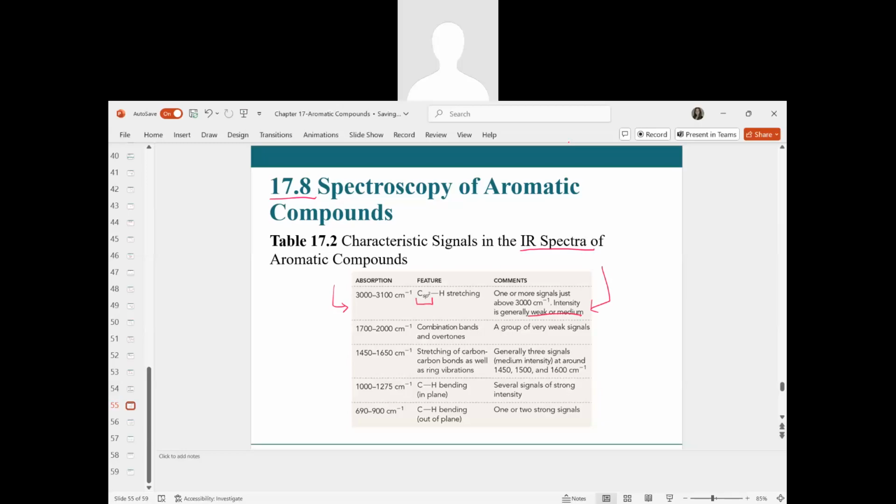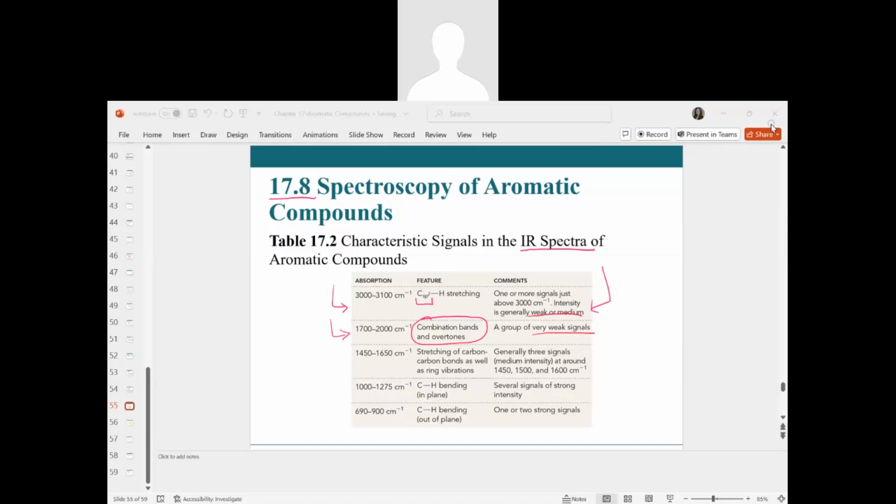Our second range that we should pay attention to is somewhere between 1,700 and 2,000. We'll look at what these look like, but they're referred to as combination bands and overtones. Again, these are usually very weak signals in this region, but they're generally present. Then between 1450 and 1650, we have the carbon-carbon bonds as well as ring vibrations, so we have stretching and vibrating. These three signals are generally of medium intensity. We have one around 1450, 1500, and then 1600.